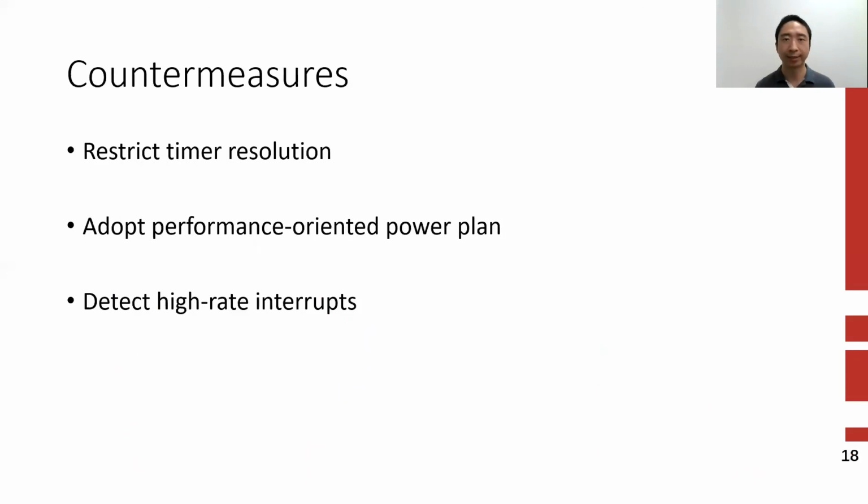To eliminate the aforementioned covert and side channels, the VM administrator could limit the time resolution of the guest or adopt performance-oriented power plans. The attacker can also be detected through the abnormal interrupt rate.